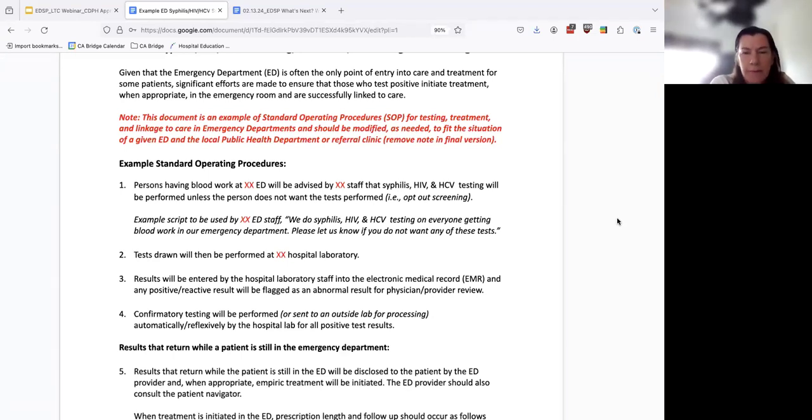The results, this is standard. Of course, your results are entered by laboratory staff into the EMR, but any positive or reactive result should be flagged so that if the ED doc or ED provider is seeing the patient and a flag shows up that there's a potential positive there, they can prepare to disclose that particular result. And then confirmatory testing should be an automatic or reflexive process at your hospital.